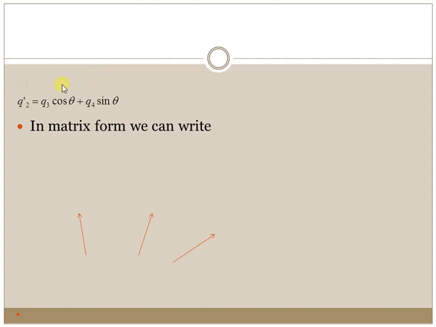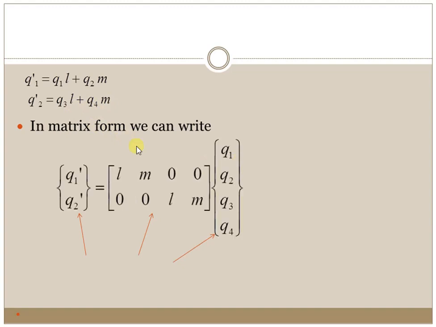So we can replace q1 sin theta, that is q1 L plus q2 M, where L is nothing but cos theta and M is nothing but sin theta. Similarly, we can write for q2 dash: q2 dash equals q3 L plus q4 L. In matrix form we can write q1 dash, q2 dash equal to [L M 0 0; 0 0 L M] times q1, q2, q3, q4.